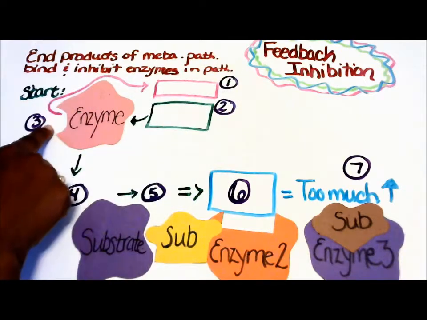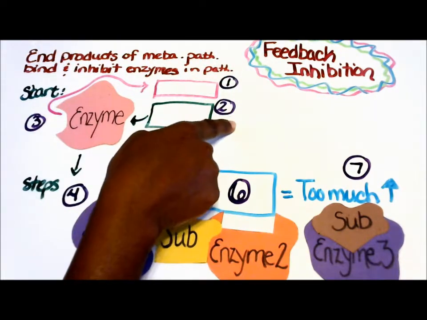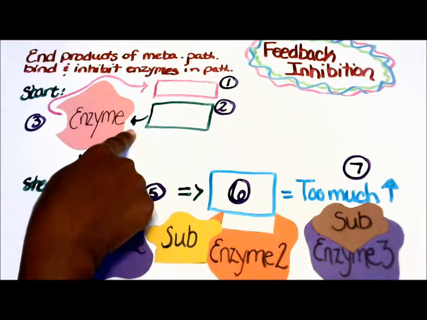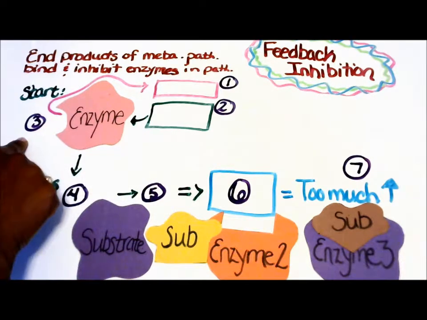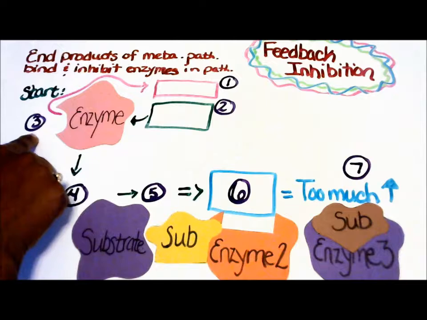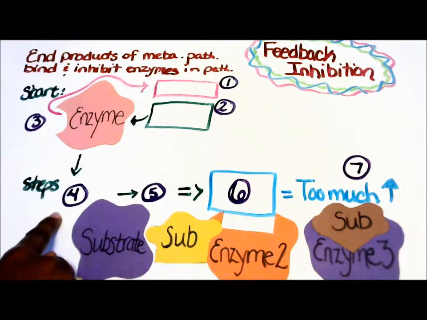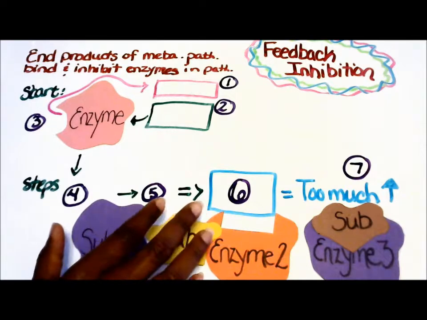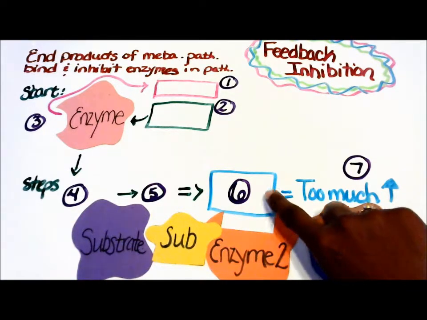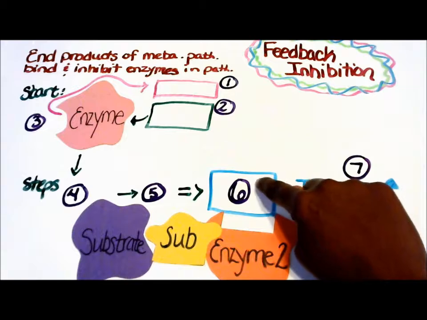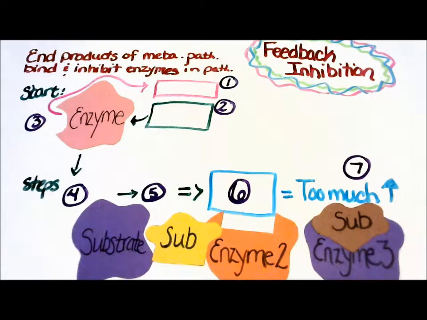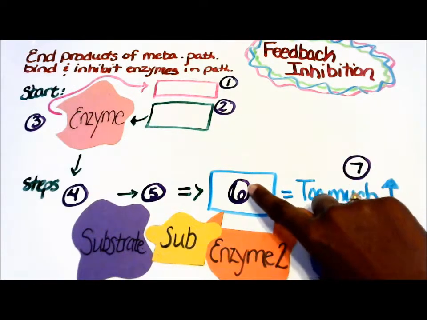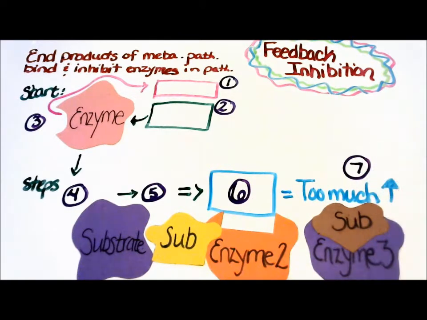For number 1, what is this site? Number 2, what is this site? Number 3, what happens in this first step? In the next couple steps, what happens in 4 and 5? End result of this pathway, what happens in step 6? When there's too much of 6, what happens after that?